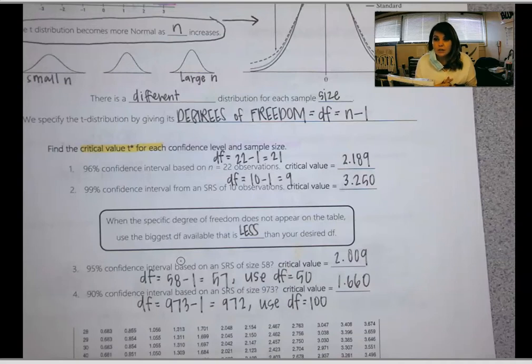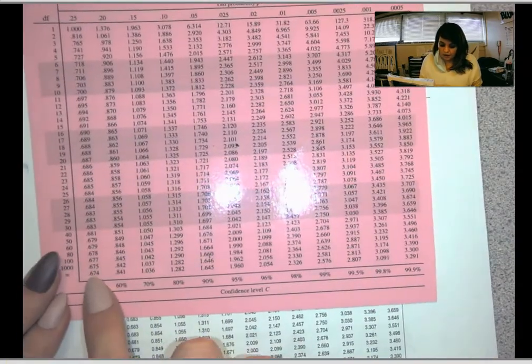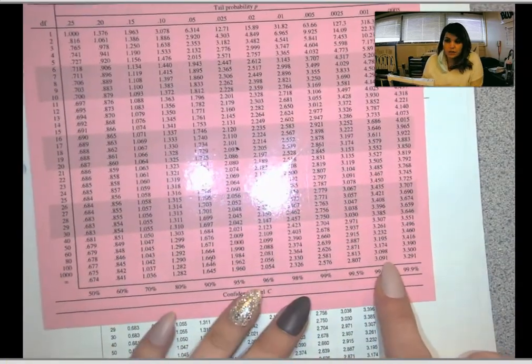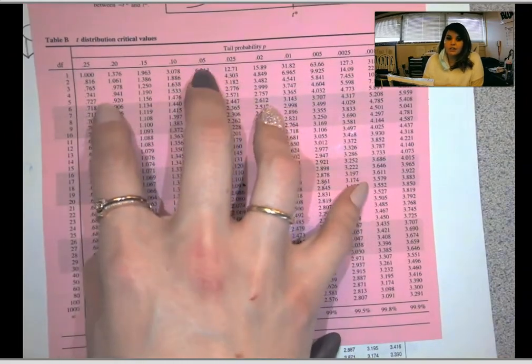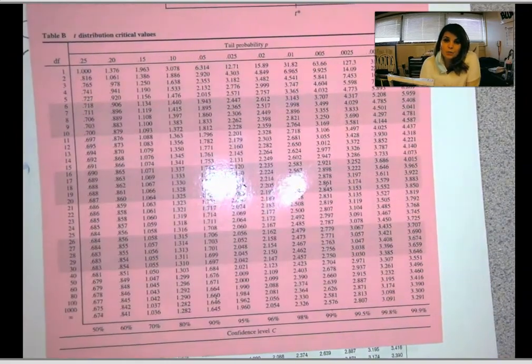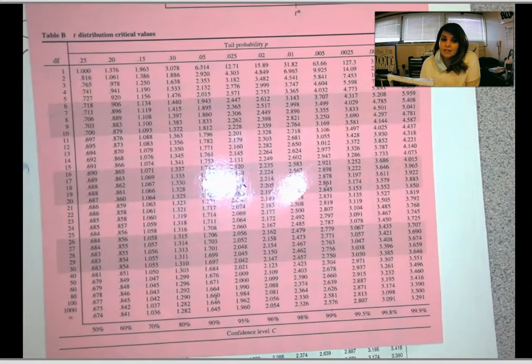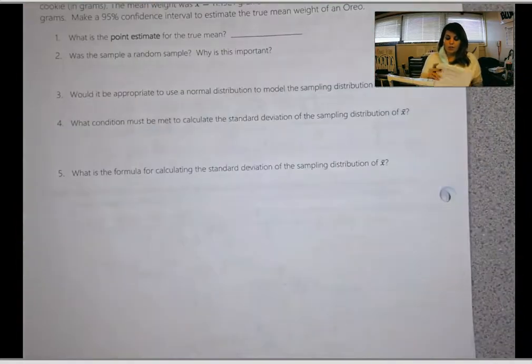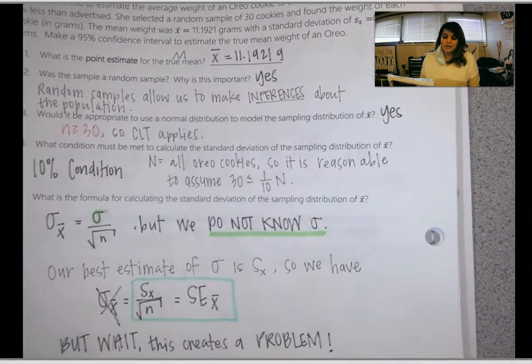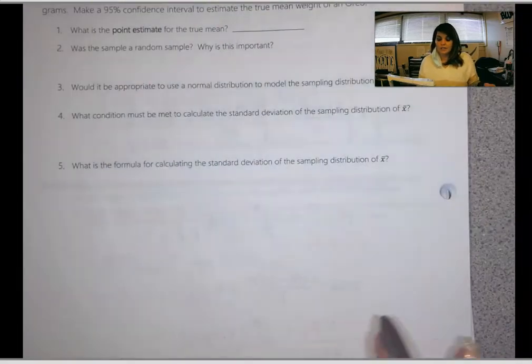For z critical values, there's only a handful, and they're at the very bottom of our pink table. But for a t distribution, there are several different t critical values. Down here on the last row are our z criticals, and all of these in here are t criticals. The reason there are so many is that each t distribution has a different shape depending on your sample size. Last video was going through why we use a t distribution instead of a z distribution.